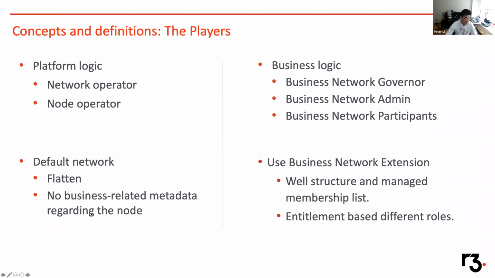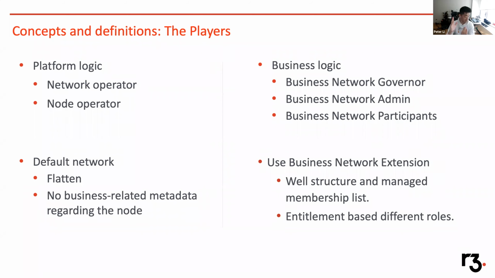So let me again continue. It's a default network, it's flattened, and you don't see the business related metadata regarding the node. So you don't know which business logic the node needs to follow, or what capabilities the node should have, and what can happen is you just suddenly receive a flow. It's a legit flow on the Corda network, but you have no idea what it is.